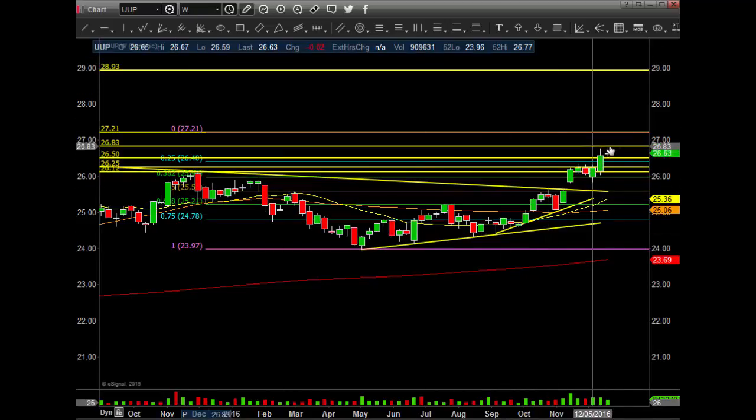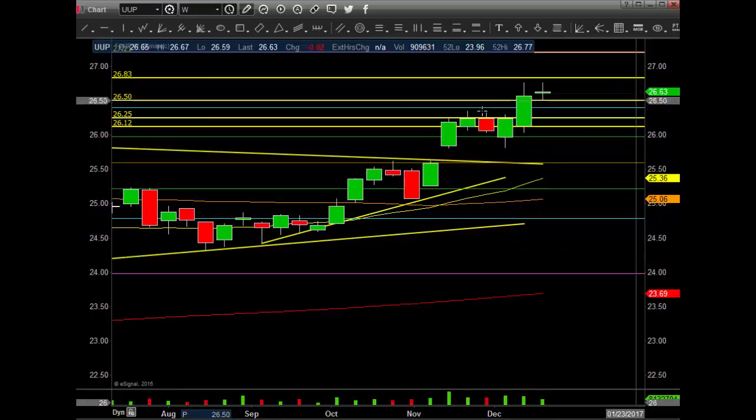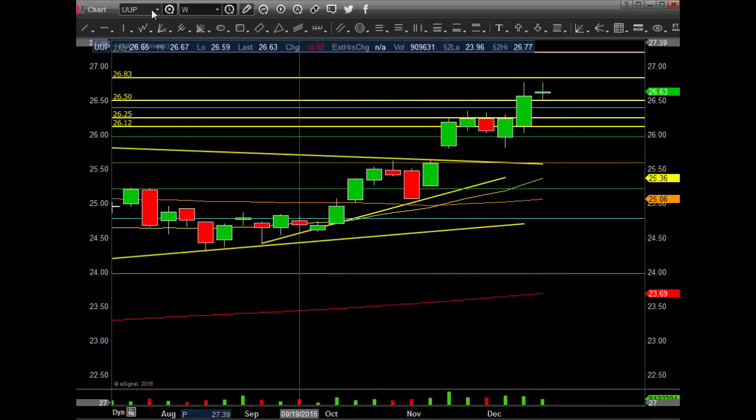But right now, UUP, nothing wrong. I would have loved to have seen more consolidation instead of this little pop here on the weekly, but that's what it gave us, and that's what we're going to have to work with. So nothing wrong with this one, so keep an eye on higher prices for that.